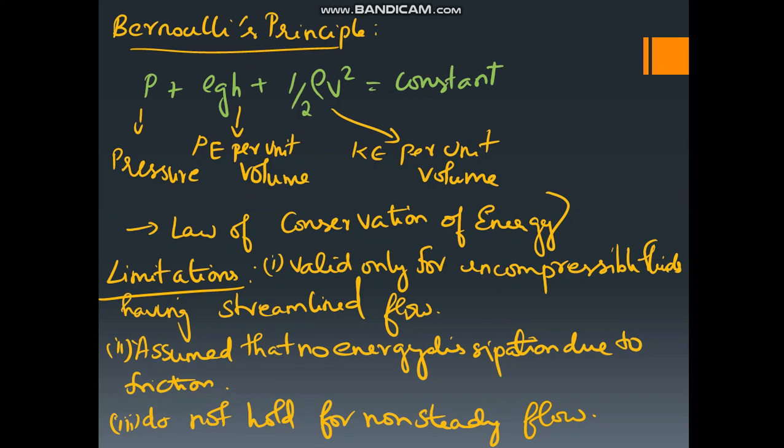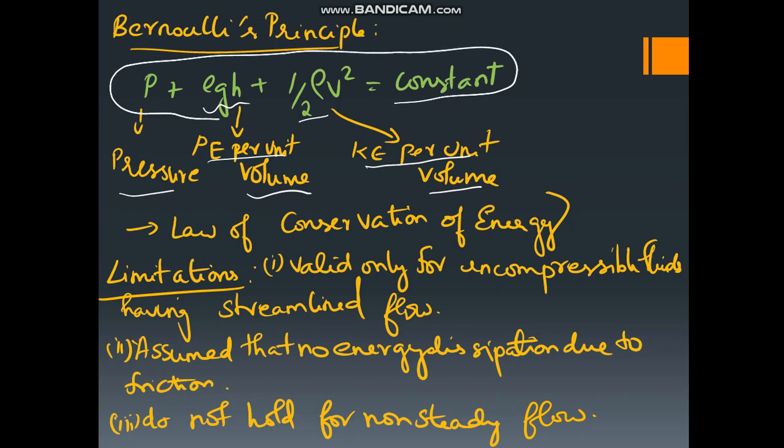Okay, Bernoulli's principle. This is the formula given in the textbook: pressure plus potential energy per unit volume, that is rho gh, plus kinetic energy per unit volume, that is 1 by 2 rho v square, is constant. So this is the formula: P plus rho gh plus 1 by 2 rho v square is constant. This is the formula given in books, but for numericals I will give you a special formula. This Bernoulli principle follows the law of conservation of energy.